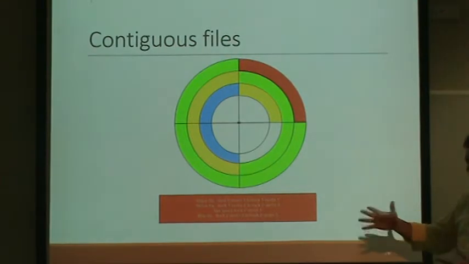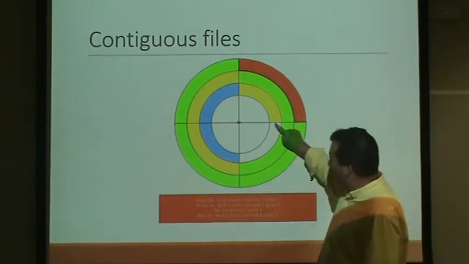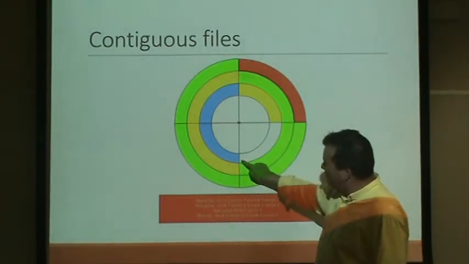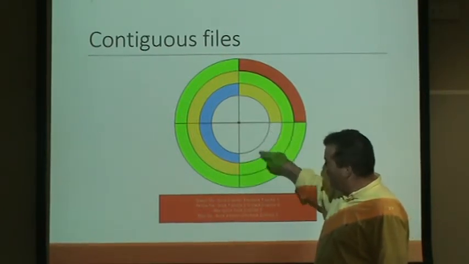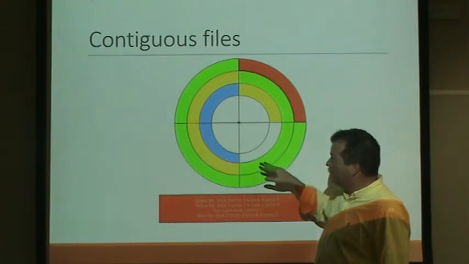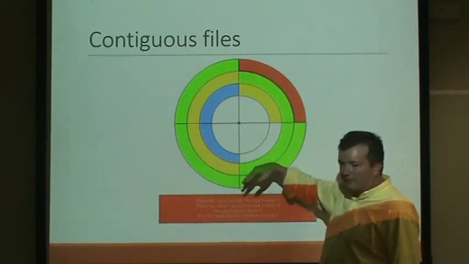So wasted, not wasted space. But if we ever get a one block file to come in, we could put it right there. But if we had a two-block file coming in, and we're required to make it contiguous, we couldn't fit it there. We'd have to find somewhere else.